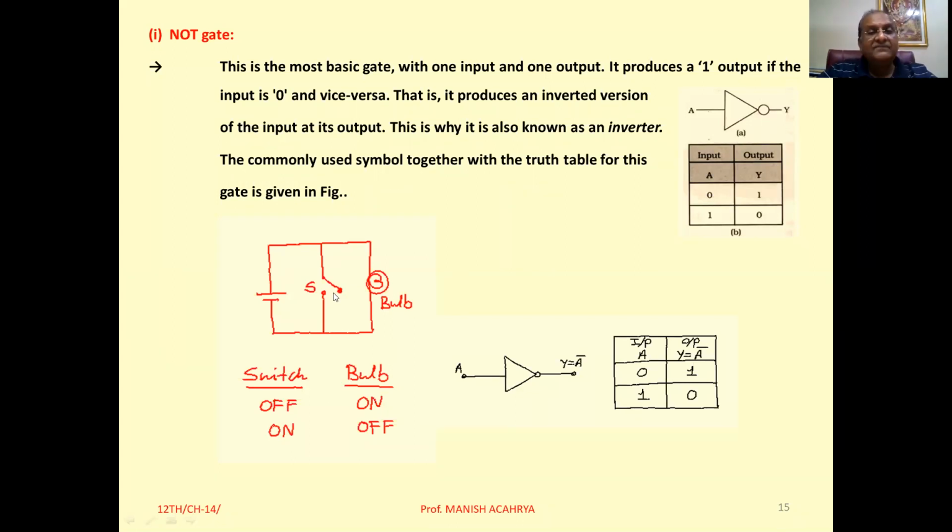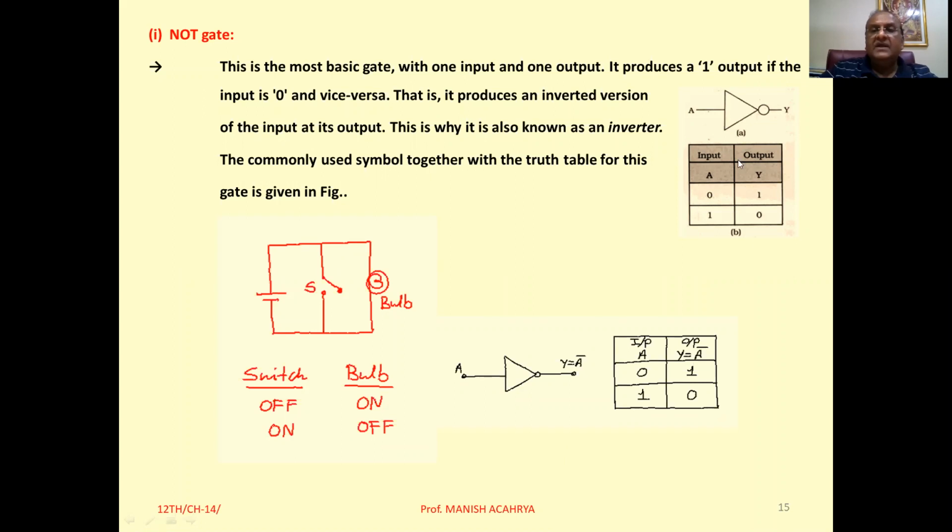But if we switch on this one, then what happens? This particular branch has nearly 0 resistance, so almost all the current will flow through this one, and negligible current will flow through the bulb, so the bulb will not be able to glow. It implies that now we can say when the switch is on, bulb is off. Input is absent, output is present. Input is present, output is absent. Clear to all of you?